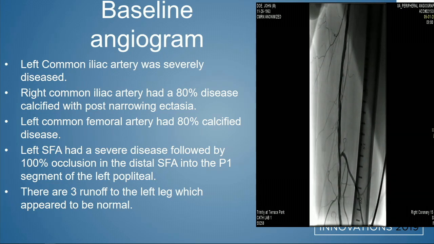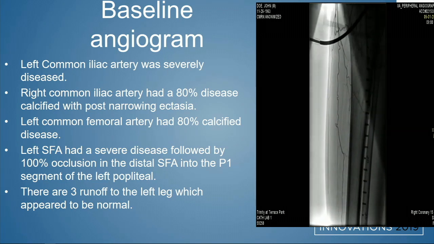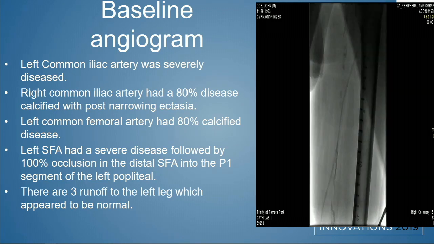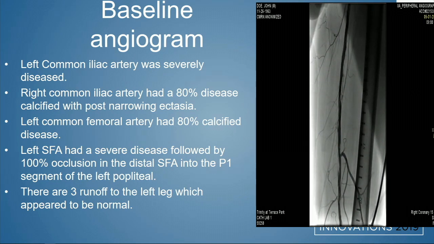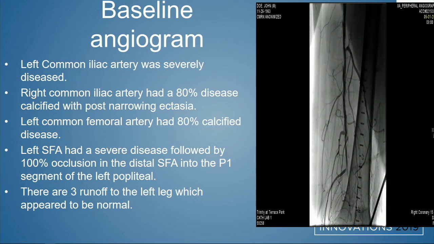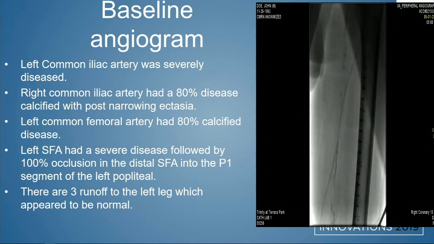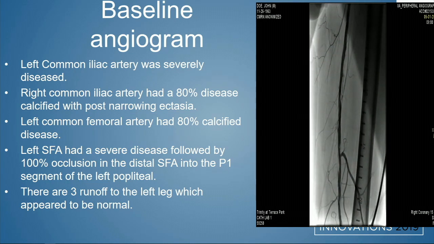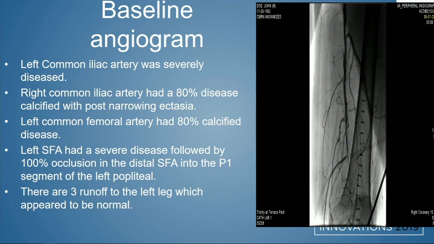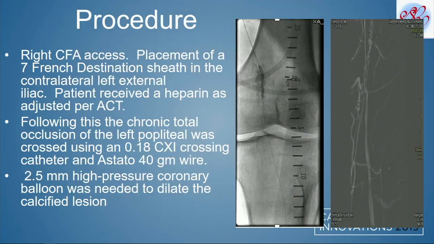I don't have images from the iliacs, unfortunately, but you can appreciate from the severity of the calcifications, you can almost see the SFA without even contrast injection. There is severe disease over the distal POP region, almost a CTO. It reconstitutes distally to 3 runoffs. The flow over the collaterals is actually much better than the flow over the tibial vessels. And so at this point, we decided to proceed with an antegrade approach.